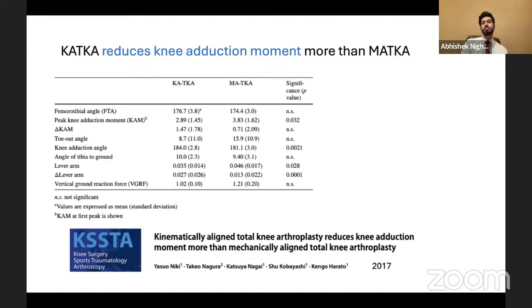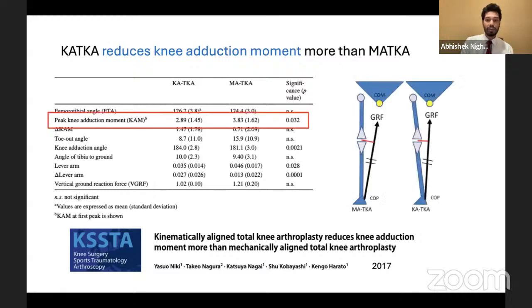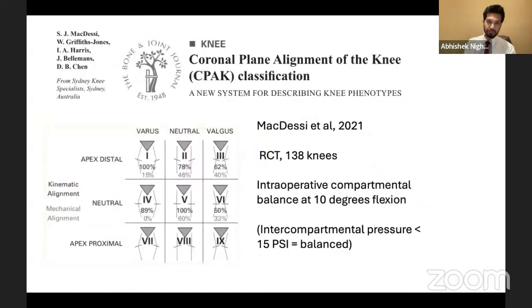Now we've looked at the subjective parameters. Let us look at some objective parameters as well. It was proven by Nikki et al. in the year 2017 that kinematic alignment reduces knee adduction moment more than mechanical alignment. And the peak knee adduction moment, which was studied, was significantly lesser in a kinematically aligned knee, which means that the force required for a person to walk would be significantly lesser in a kinematically aligned knee.